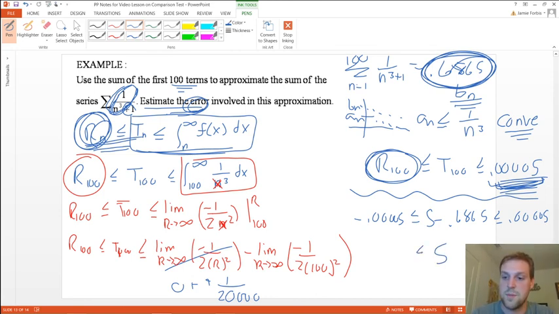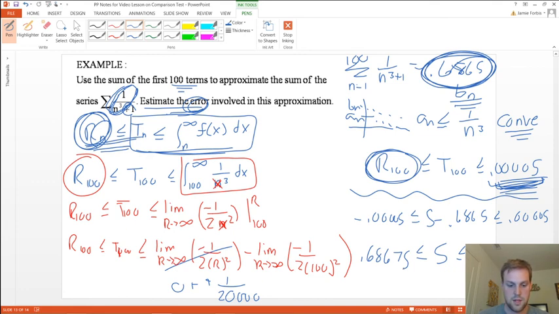So the sum is going to be between, I don't even know what that adds up to. I haven't even done that yet. It's going to be pretty close, 0.6865 plus negative 0.00005. I got 0.68675. And then over here, it's going to be 0.686.